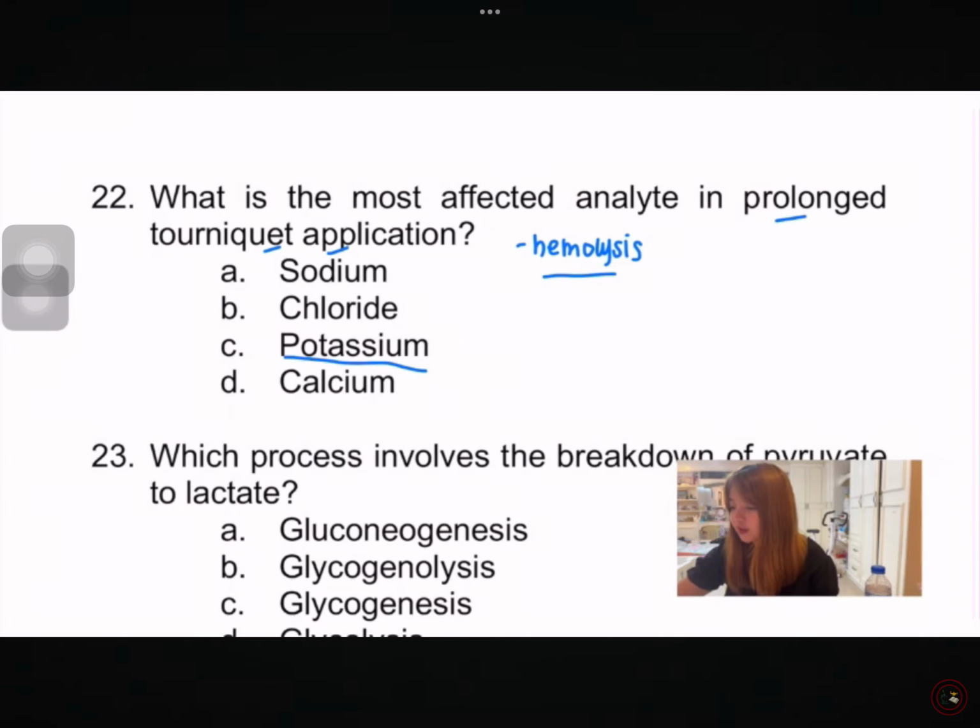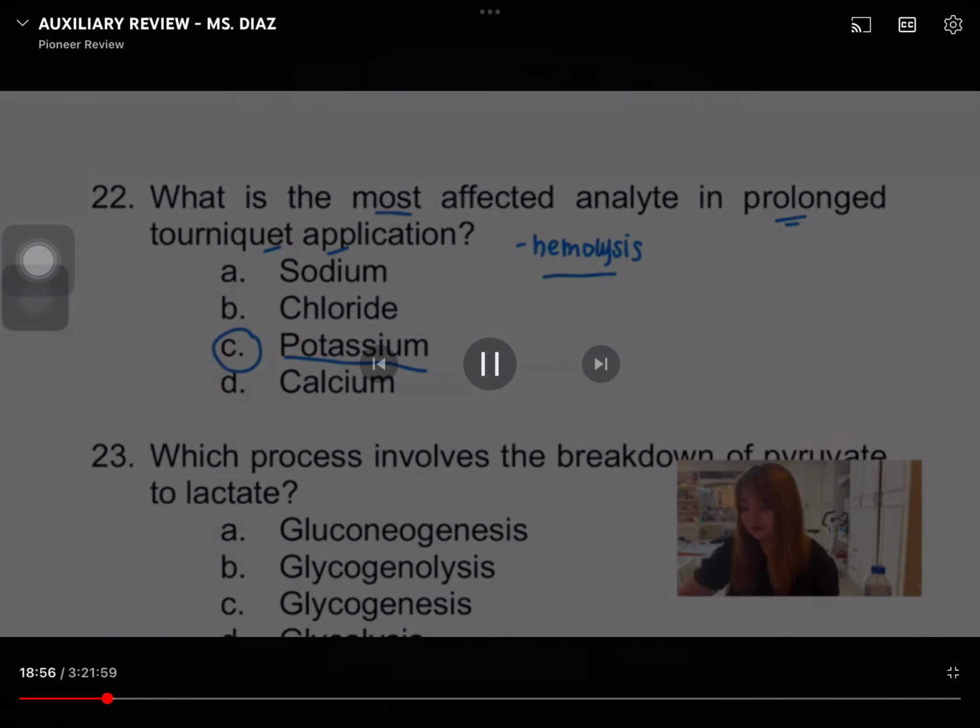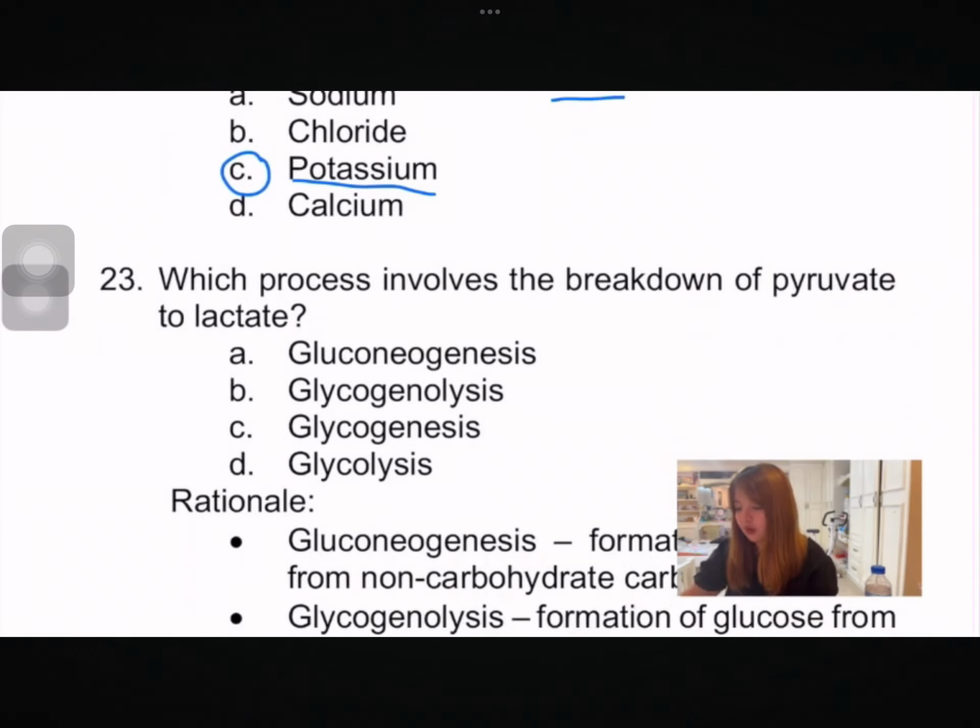So, kapag nagkaroon ng prolonged tourniquet application, yung most affected analyte is potassium. Which process involves the breakdown of pyruvate to lactate? Keyword natin dito is breakdown. So, yung choices natin are mga processes na related sa glucose metabolism.